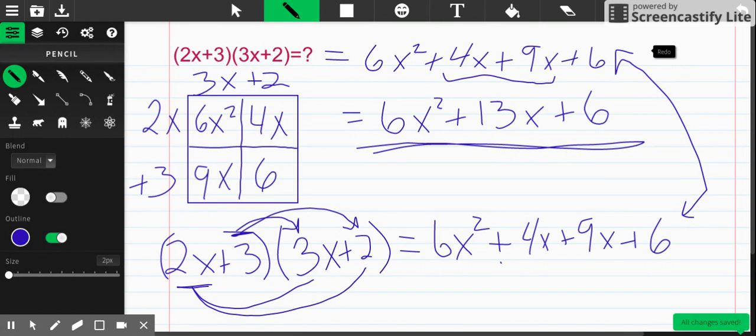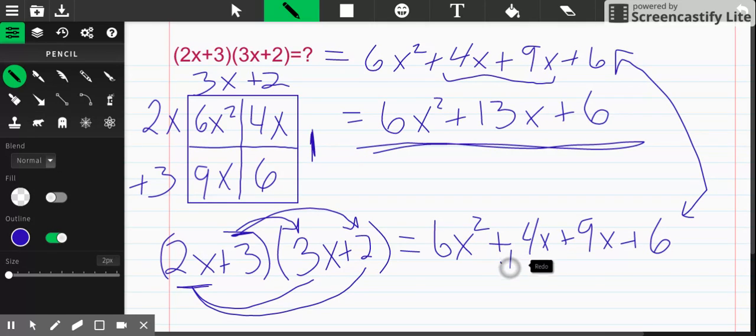So you might be asking, why don't we just do distribution method all the time, since it's a little bit quicker? But when your expressions get really long, it's easy to forget to multiply something or to drop a negative or something like that. If you're using the area model up here, if you forget to multiply something, you end up with an empty box. So it's a little bit easier to keep your information organized.